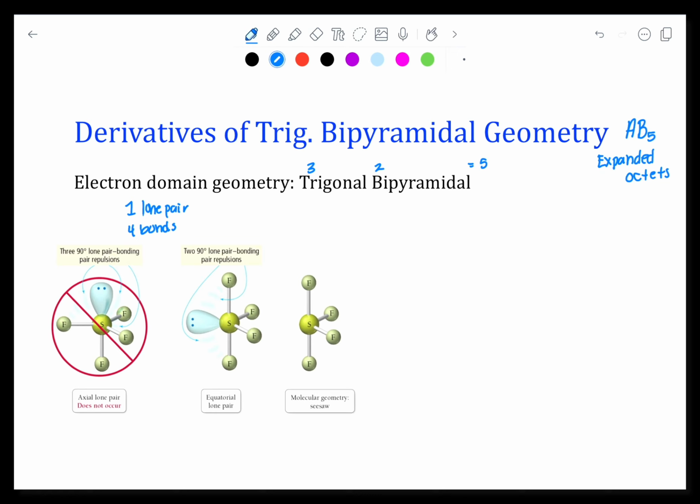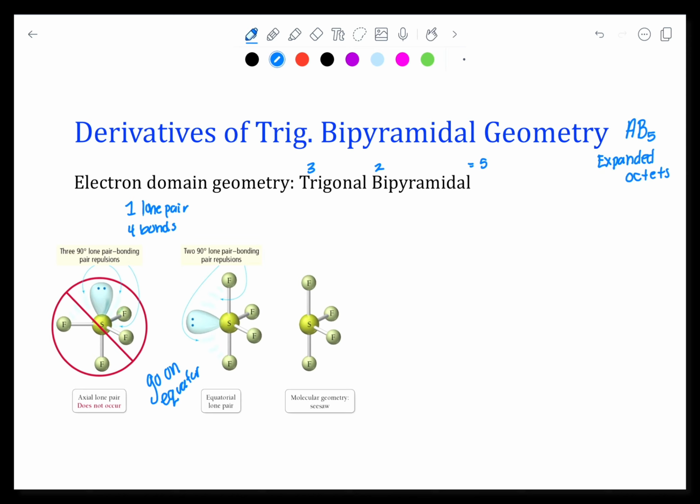Now, we said that AB5 molecules have 2 different types of atoms. We have our axial and our equatorial. When we are adding a lone pair onto our AB5s, the lone pairs are going to go on the equator first. And this is so that we can have our best amount of repulsion.